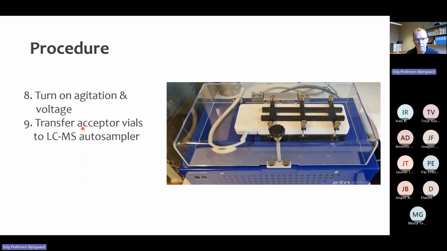We then turn on agitation and voltage. You can see here now the system is closed and ready for extraction. Extraction takes place by applying the voltage delivered by this cable here, and also we have shaking in the box. And after extraction, we just pick out the acceptor vials and put them directly into the LC-MS autosampler.